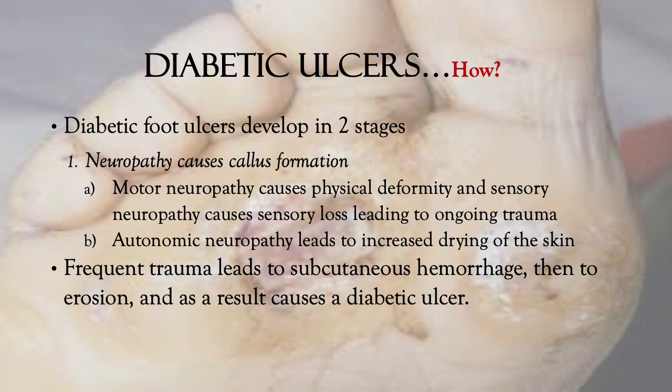How are diabetic ulcers formed? Diabetic ulcers develop in stages. Neuropathy causes callus formation, motor neuropathy causes physical deformity, and sensory neuropathy causes sensory loss, leading to ongoing trauma. Autonomic neuropathy leads to increased drying of the skin. This frequent trauma leads to subcutaneous hemorrhage, then to erosion, and as a result causes a diabetic ulcer.